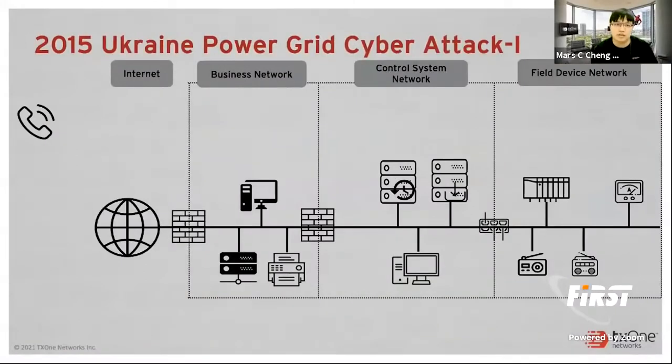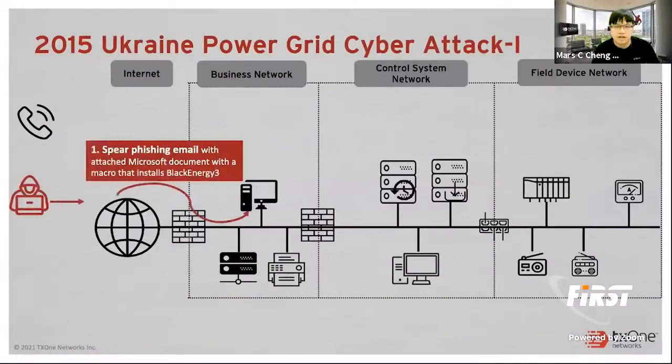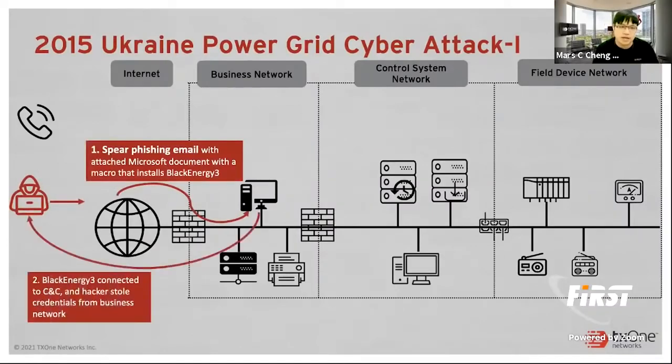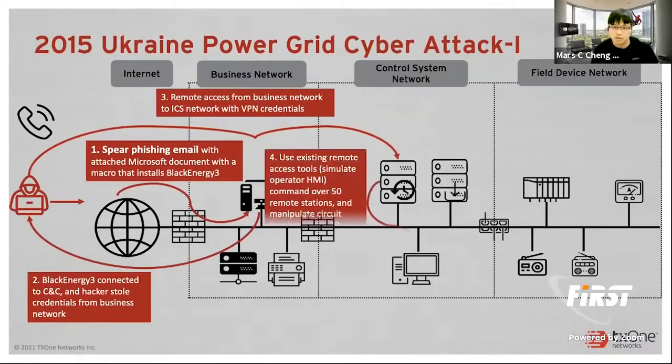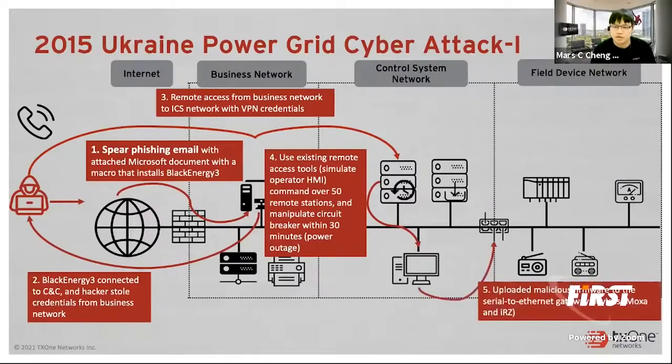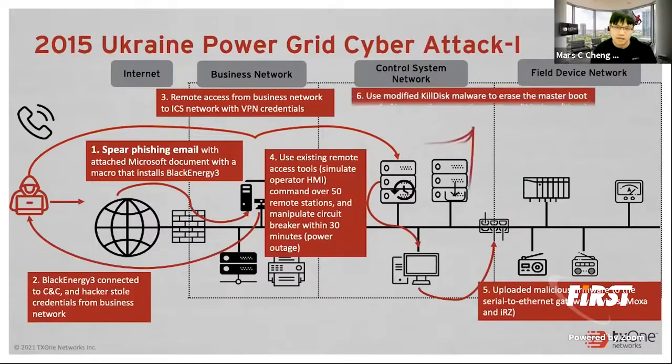And also in 2015, the Ukrainian power grid suffered a cyber attack from a phishing email into the business network, connecting to the C&C and performing remote access with VPN credentials to the control station network and trying to control the remote substations with a remote access tool. Within 30 minutes, over 50 remote stations went down. And they also uploaded malicious firmware to the serial-to-Ethernet gateway. After step 5, the network traffic already goes through, so the operator can now use the network to control, to monitor, to review everything. So they need to handle it side by side and in silence.